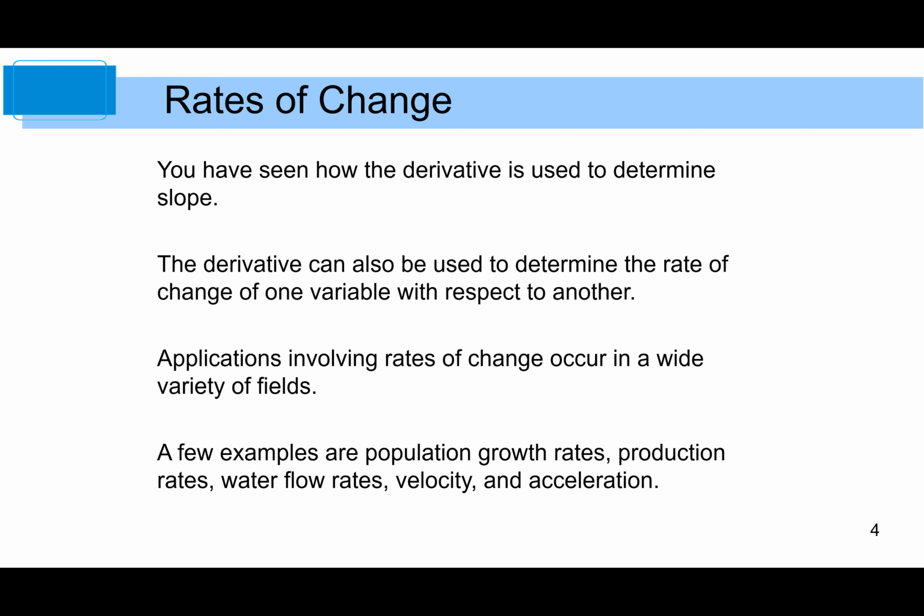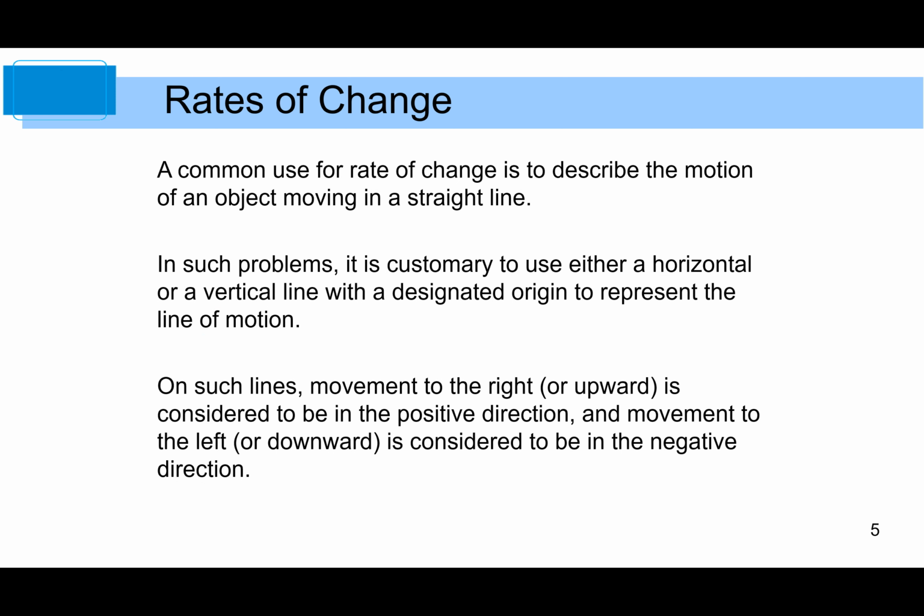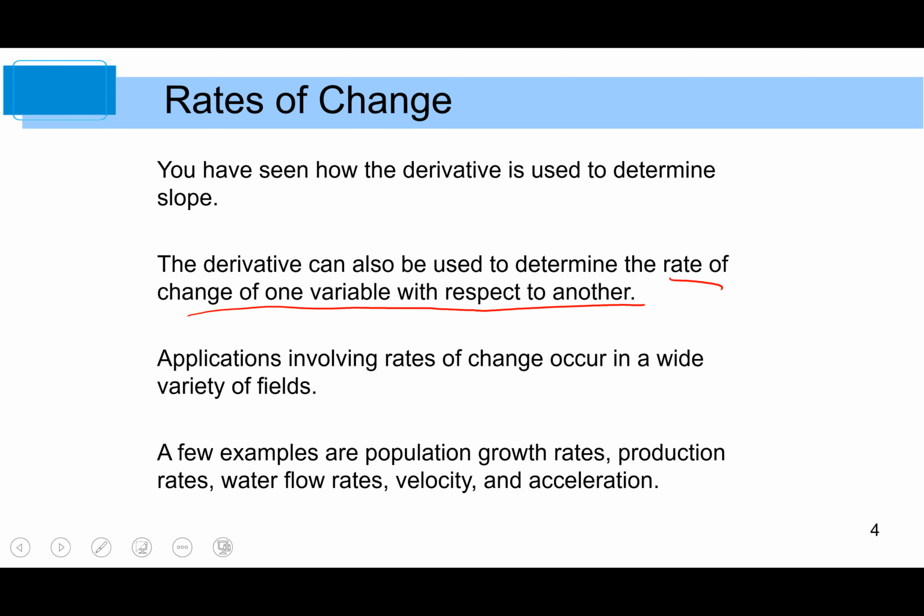So far we have seen how the derivative is used to determine slope. The derivative could also be used to determine the rate of change of a variable with respect to another. Applications involving rate of change occur in a wide variety of fields. A few examples are population growth rate, production rates, water flow rates, velocity, and acceleration, which is the focal point of this particular section.